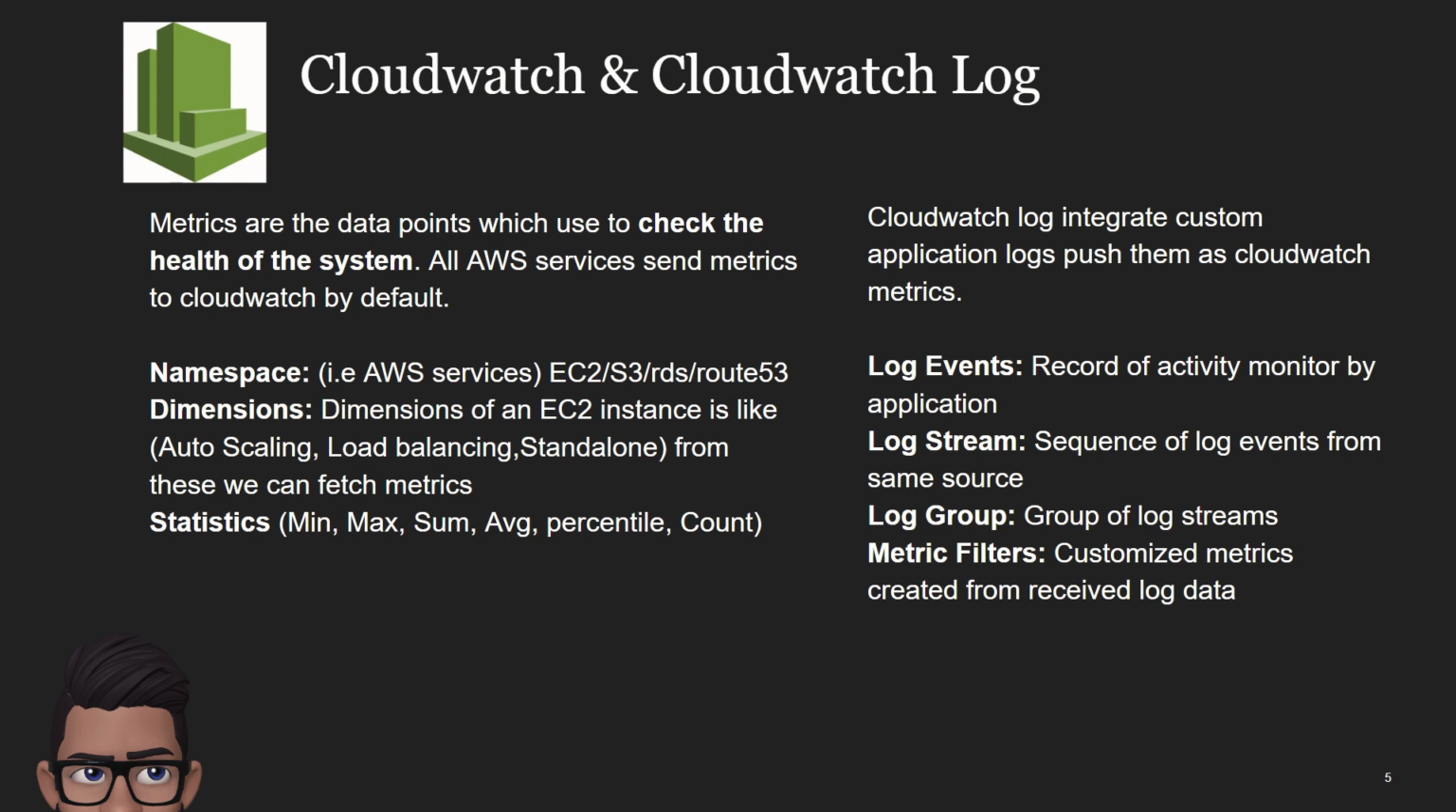We refer to these metrics to track information about resource health, which mainly consist of namespace, dimension, and statistics. A namespace is nothing but a fancy way to call AWS services in the AWS universe. Also, for every resource there are different dimensions, like for EC2 instance, auto scaling and load balancing are the dimensions. Using these dimensions and metrics we can create a dashboard.